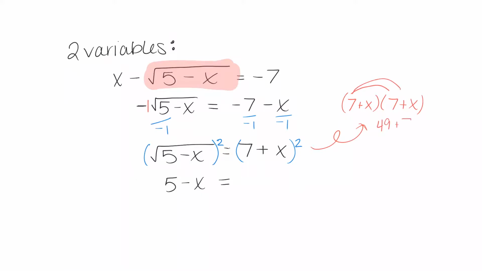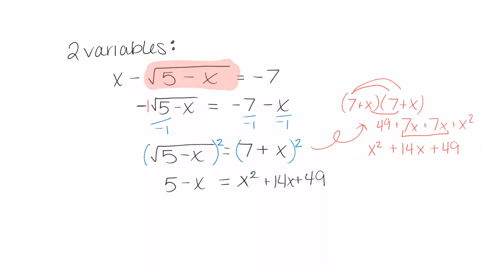7 times x is 7x. x times 7 is 7x. x times x is x squared. You're right, it was 2 brackets. It's a trinomial. So this is going to give me x squared plus 14x plus 49. So there's that. So x squared plus 14x plus 49. That equals 5 minus x.